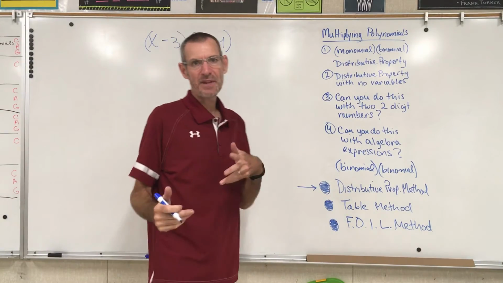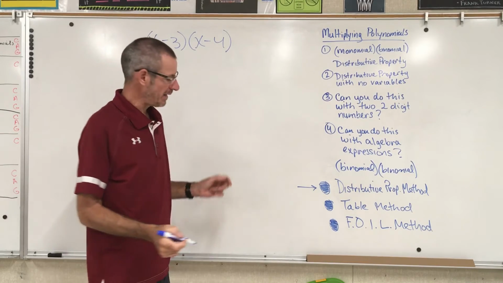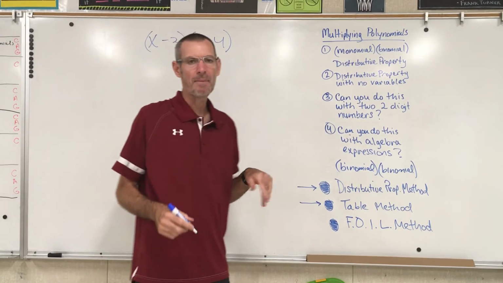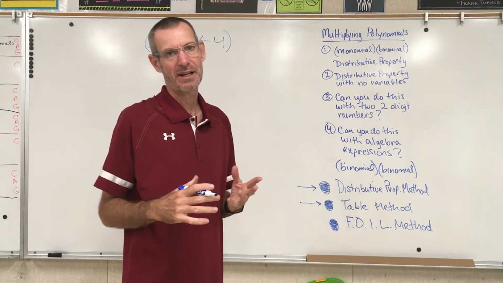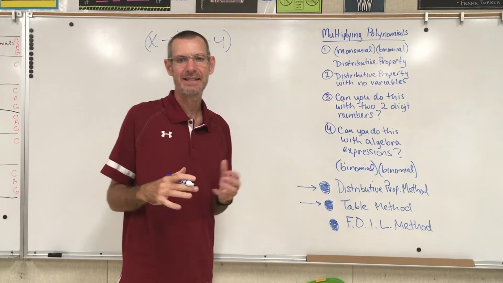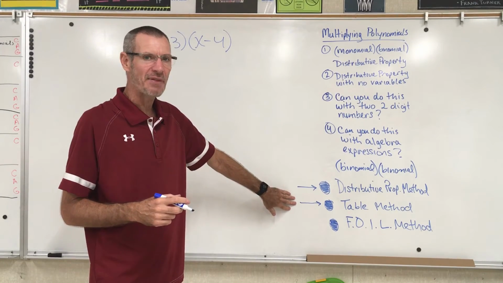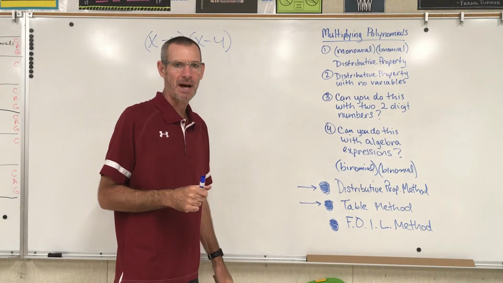All right, the next method is probably the favorite method of most of my students. It's a way of doing the distributive property but keeping yourself very organized. So when you look back at your work, it's easy to see what the answer is going to be. So that is the table method of multiplying a binomial times a binomial.